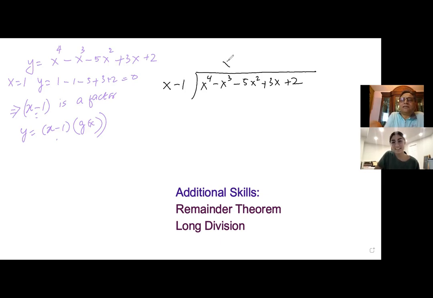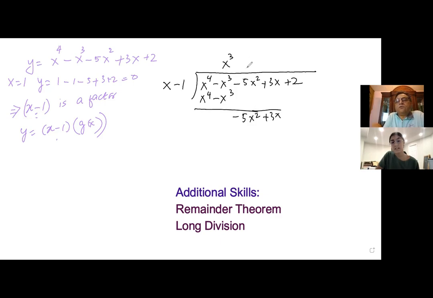So we can multiply this by x cubed. And when you do that, you get x to the power of 4 minus x cubed, right? And when you subtract it, like you do in long division, this will be 0. You bring down the next term, which is minus 5x squared. You can also bring down plus 3x. Is that okay? Yes, that's okay.